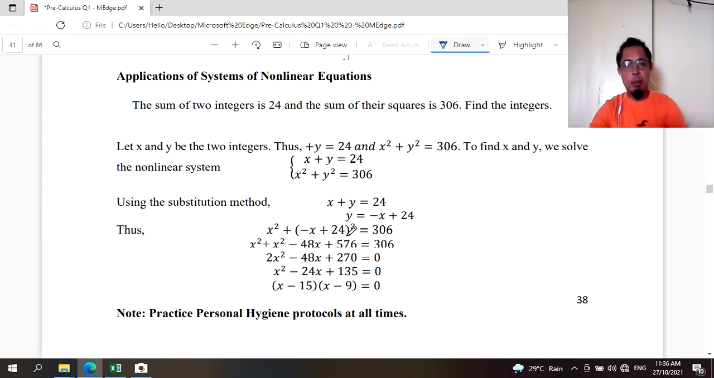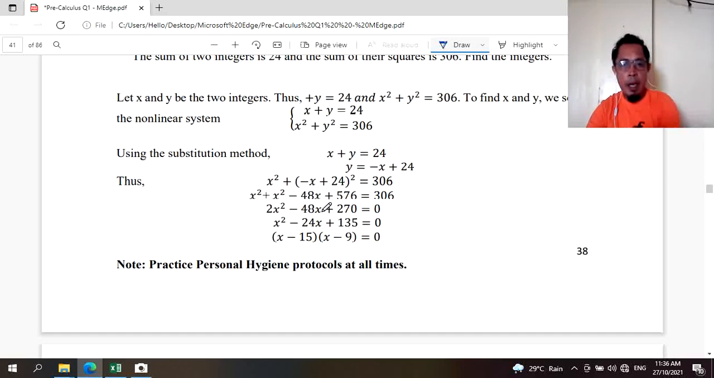So using the substitution method, we work on the first equation because this is the simple one to use. We can write it and let y be the dependent variable. So we have y is equal to negative x plus 24. That is done by transposing x to the other side of the equation, and that leads to the negative sign of x. Here we have x squared, which is the second equation, plus we substitute y here.